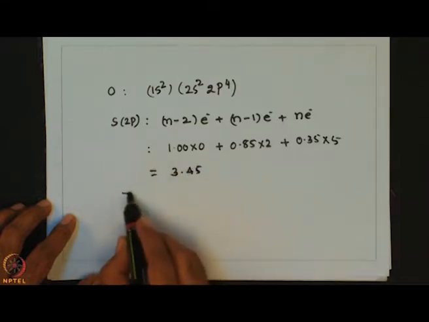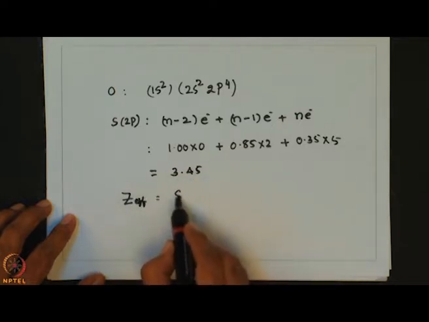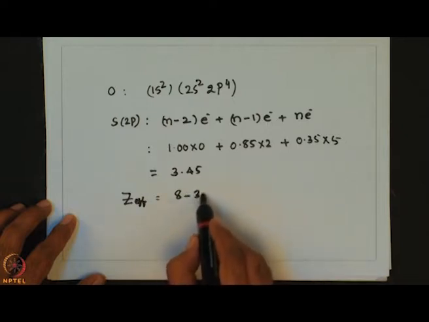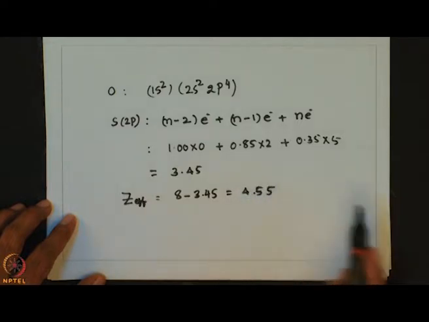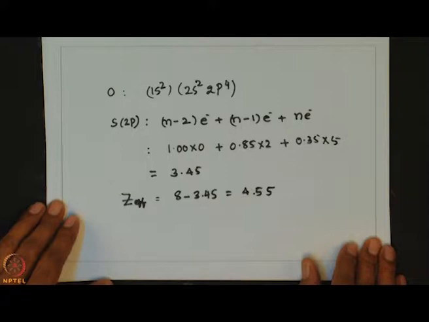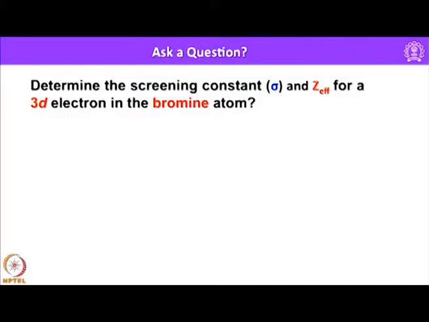So, this will come around 3.45. So, now Z effective of the 2p electron of oxygen is 8 minus 3.45, that is equivalent to 4.55. So, this is the effective nuclear charge for the 2p electron in the oxygen atom. So, this is how one can calculate without any problem. Let us look into one more example here. Determine the screening constant and effective nuclear charge for a 3d electron in the bromine atom. The same exercise one has to do.